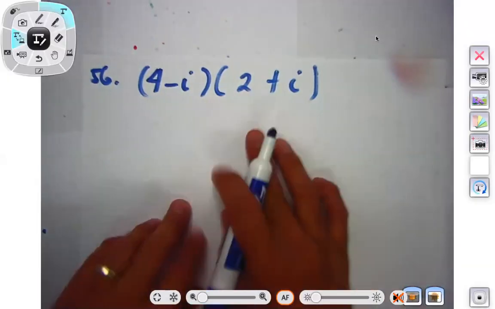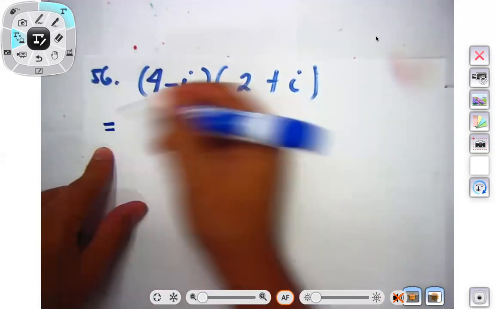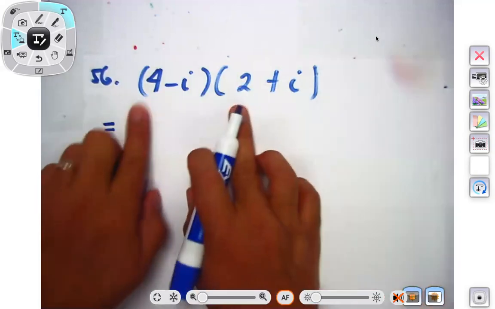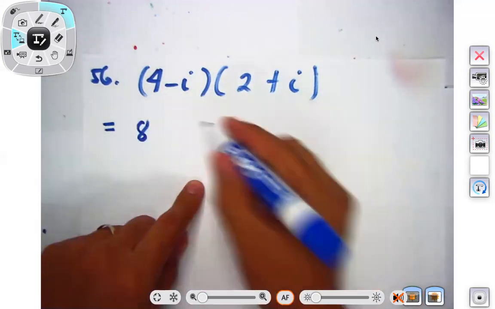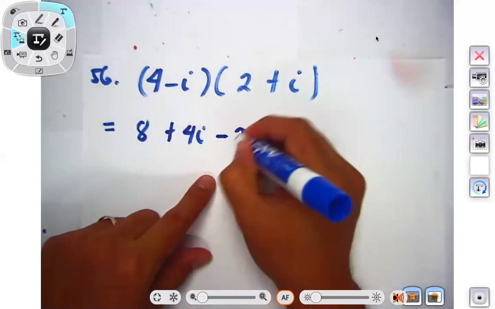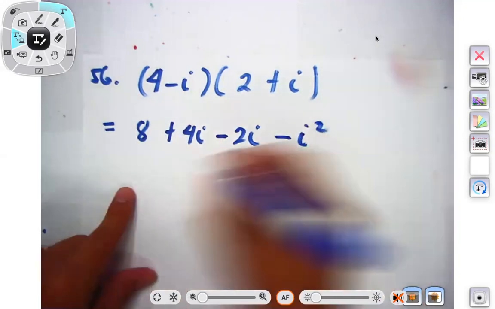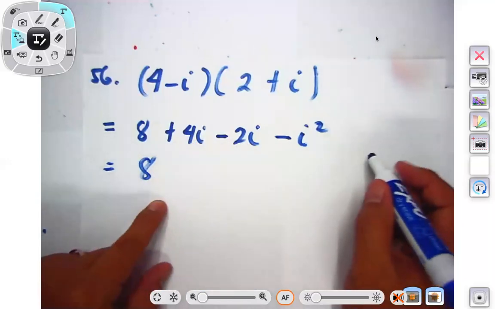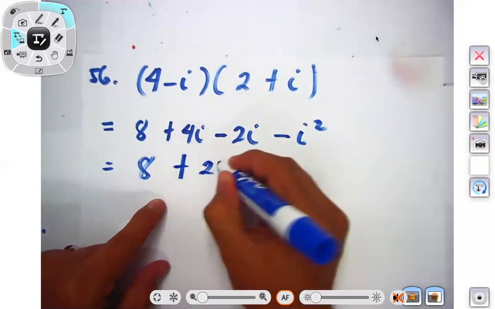56. Are you ready? Let's multiply 4 minus i times 2 plus i. And since this one takes the binomial form, we can FOIL it, right? 4 times 2, 8. 4 times i, and then negative i times 2, negative i times i, negative i squared. We have 8. Combine this: 4i minus 2i, so plus 2i.